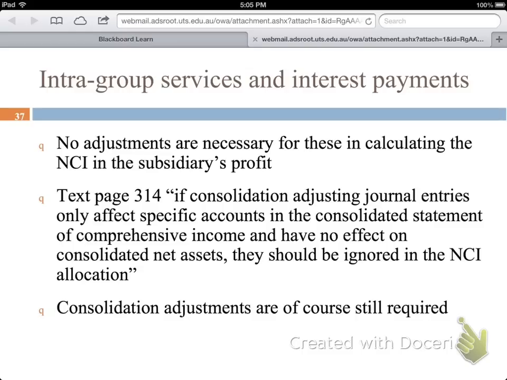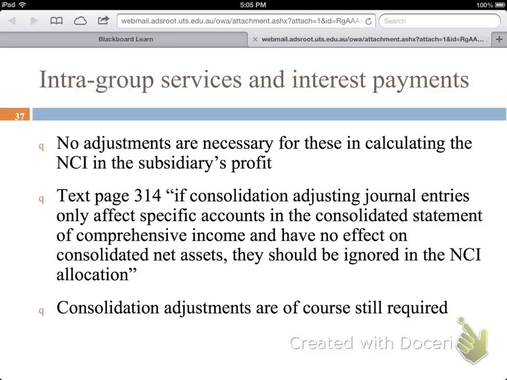If we're dealing with intra-group services and interest payment, and this is what we saw in the example of Corio and Yara, then no adjustments will be necessary when calculating the NCI share of profit and the NCI share of equity. Page 314 from your textbook states the following. If consolidation adjusting entries only affect specific accounts in the consolidated statement of comprehensive income and have no effect on consolidated net assets, they should be ignored in the NCI allocation.